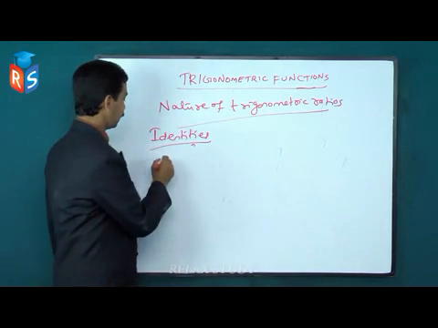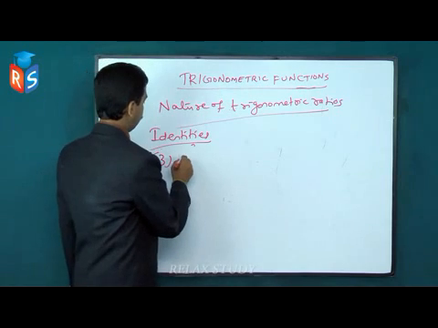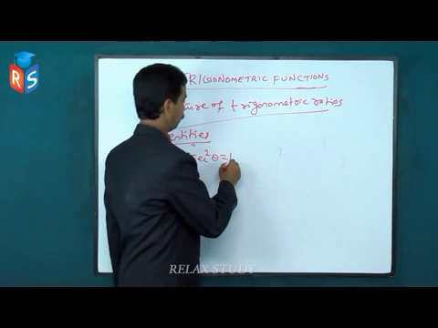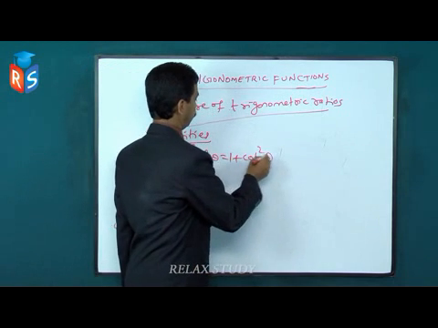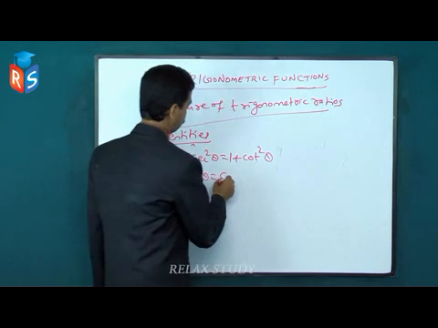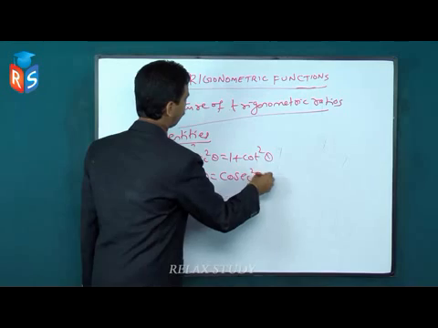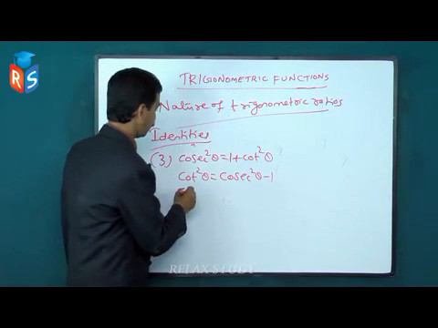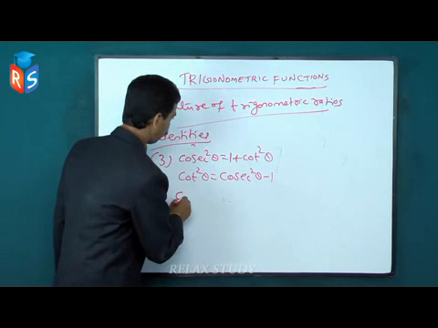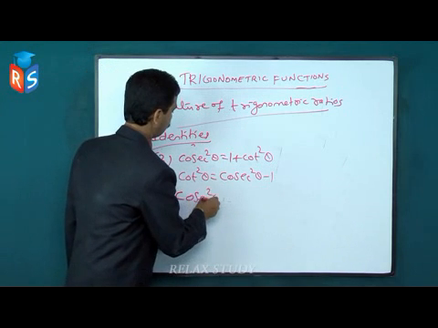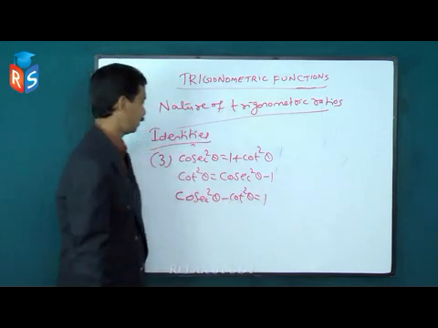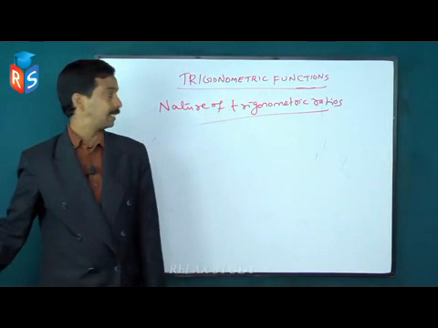One more identity is there, cosec square theta equals 1 plus cot square theta. From this I get cot square theta equals cosec square theta minus 1, or cosec square theta minus cot square theta equals 1. These are the main trigonometric identities.